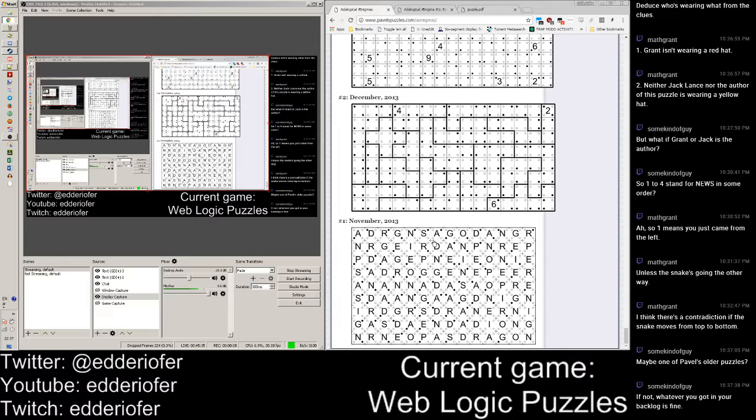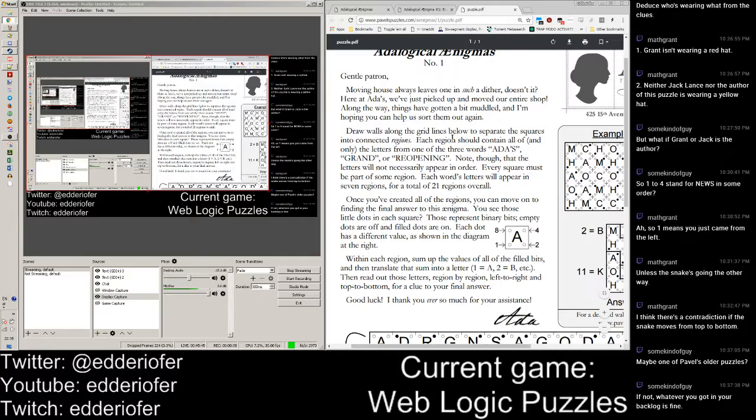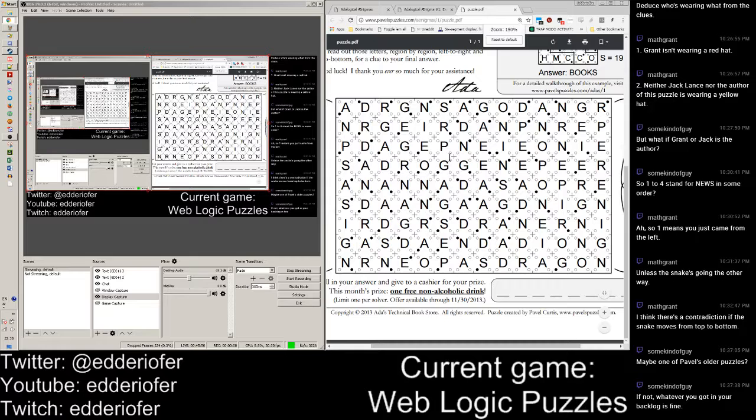Walk through? I don't want to walk through. Jeez. Right, so what is this? Each region should contain all of the letters from one of the three words, Ada's, Grand, or Reopening. Right.